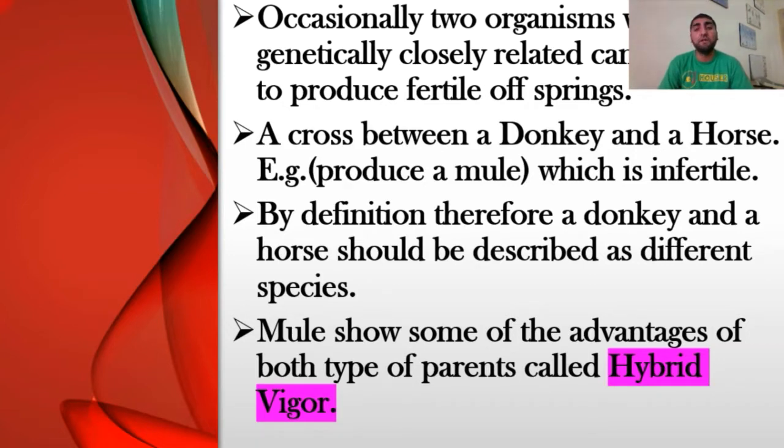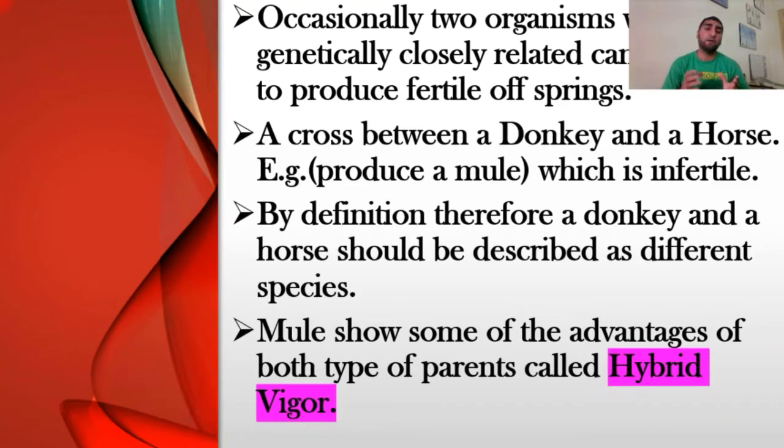So by definition, donkey and horse should be described as different species. I mean, the horse is a different species and donkey is a different species, because what they have produced is infertile. It is not fertile. So we cannot say that the donkey or horse is one species. Donkey is another species and horse is another species.